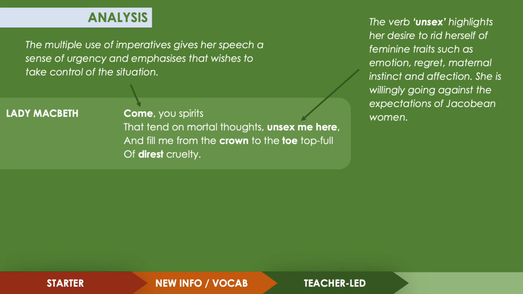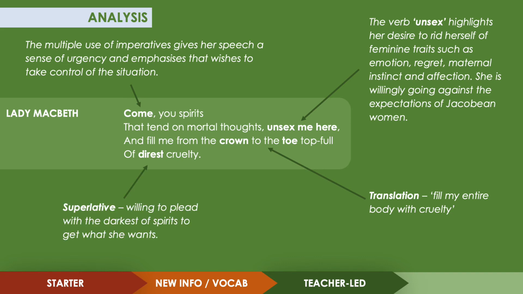So next we have "and fill me from the crown to the toe top full of direst cruelty", and this essentially translates as fill my body from head to toe with cruelty. This demonstrates the lengths that Lady Macbeth is willing to go for her husband and her ambitions. She's willing to sacrifice her sex, identity and hope of the afterlife for power. Next we have the superlative "direst", showing that she's willing to plead or request help from the darkest of spirits to get what she wants. And what she wants is for Macbeth to become King of Scotland.